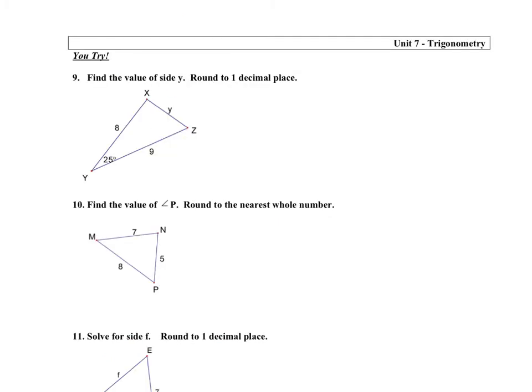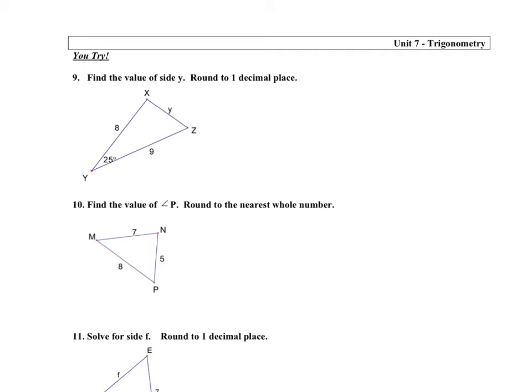So I'm going to do number 9 and 10 with you just to practice the formula one more time, and then I'm going to have you guys do 11 and 12 on your own. So in number 9, we have that duck example. So two sides, the 8 and the 9, and then the contained angle, which is 25 degrees.